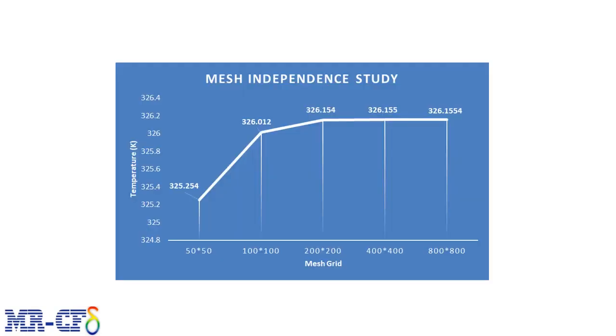As an example, assume that we want to simulate the flow in a two-dimensional channel. Our first mesh grid contains 50 elements in each direction. After that, multiplying by 2, we get 100 elements in the second try, and just keep going until the temperature reaches a constant value. As you can see in this plot, 200 elements gives us the most efficient results, so our mesh independence study results in 200 elements in each direction.